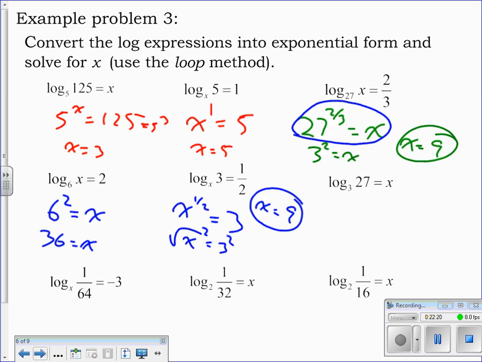The next one, we have log base 3 of 27 is x. That means 3 to the x is equal to 27. We did this one on the other side. 27 is 3 cubed. So x equals 3.